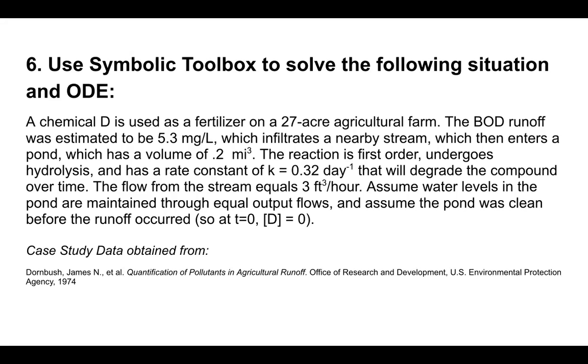The flow from the stream equals 3 cubic feet per hour, and we assume the water levels in the pond are maintained through equal output flows. And we assume the pond was clean before the runoff occurred. So at t is equal to 0, D is equal to 0. And eventually you'll model this in graphs, but for now you're just going to solve the ODE. So use your background of chemistry to create an equation and use Symbolic Toolbox to solve it.